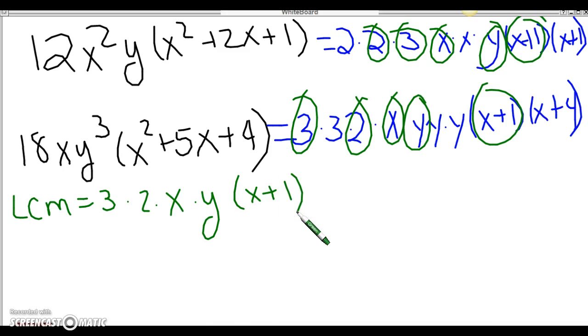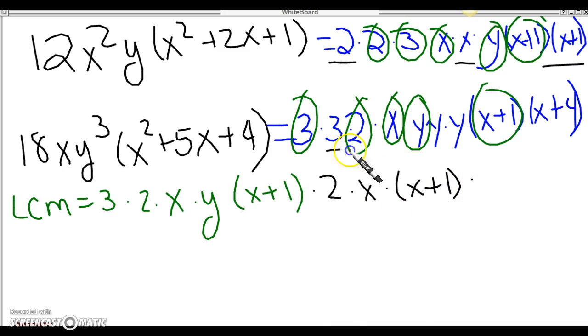Now I'm going to write everything else that they don't have in common, because those are multiples that I need to include as well. So that would be 2 times x plus 1 times 3 times y, which is y squared, times x plus 4.